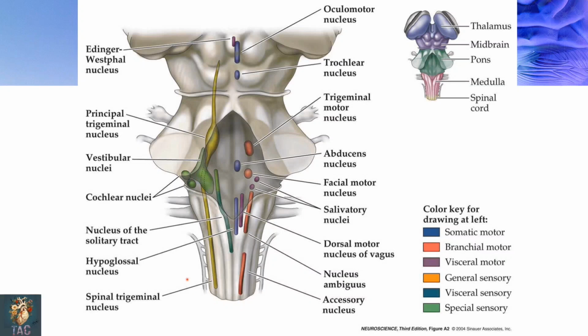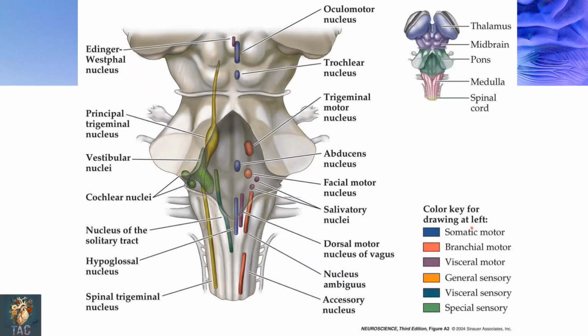So this one is the spinal trigeminal nucleus and its tract. Over here, these green colors are the vestibular nuclear complexes and cochlear nuclear complexes, and also this is the nucleus of the solitary tract or the tractus solitarius.